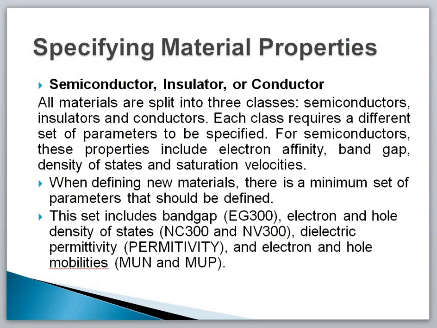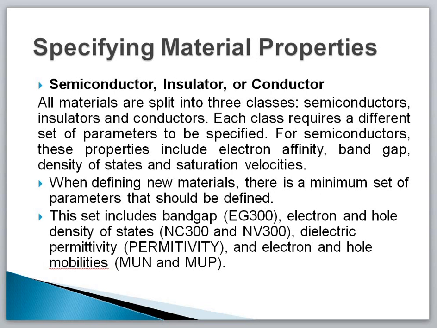Next, specifying material properties: semiconductor, insulator or conductor. All materials are split into three classes: semiconductors, insulators and conductors. Each class requires a different set of parameters to be specified. For semiconductors, these properties include electron affinity, band gap, density of states, and saturation velocity.